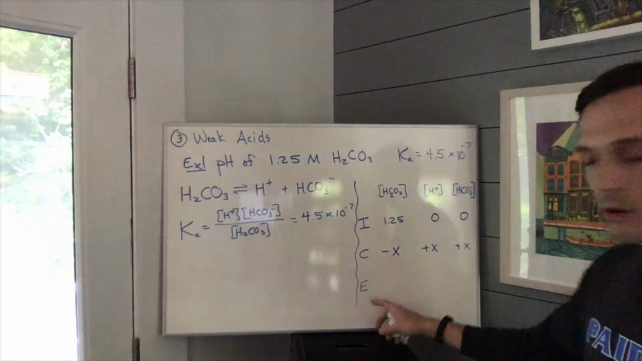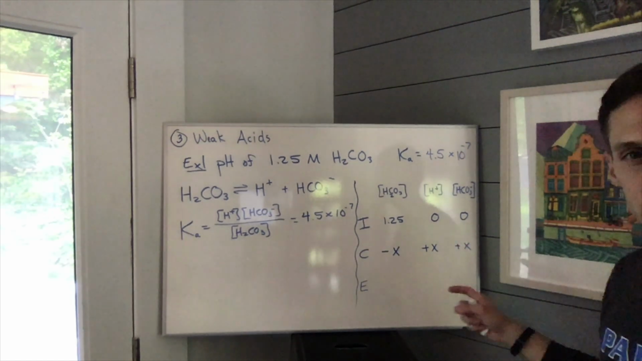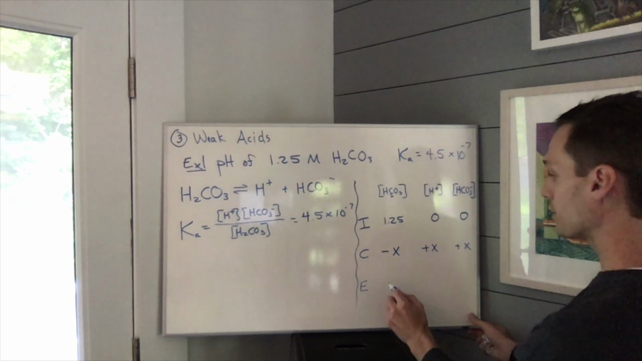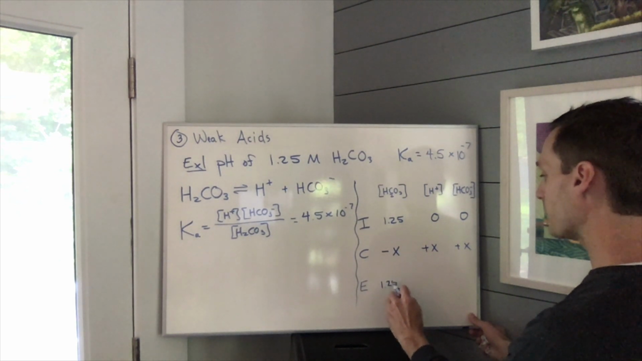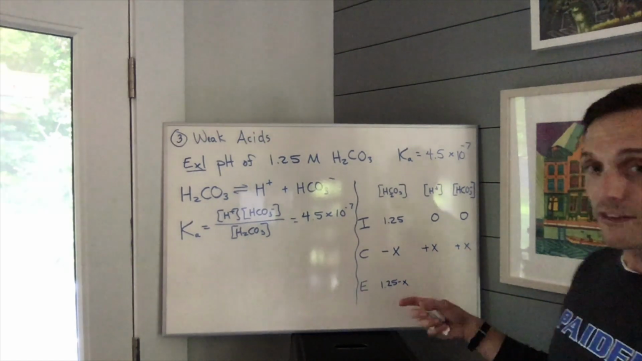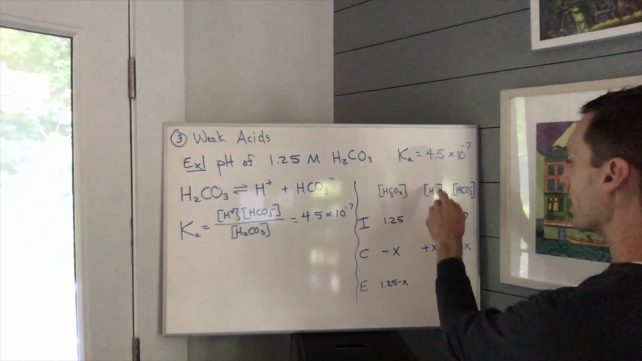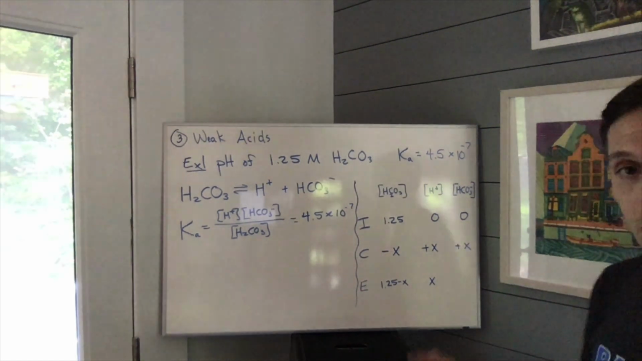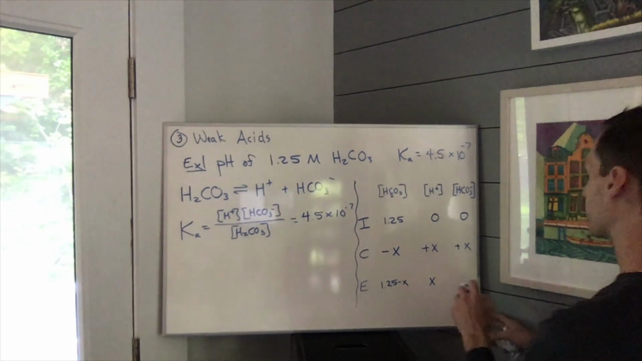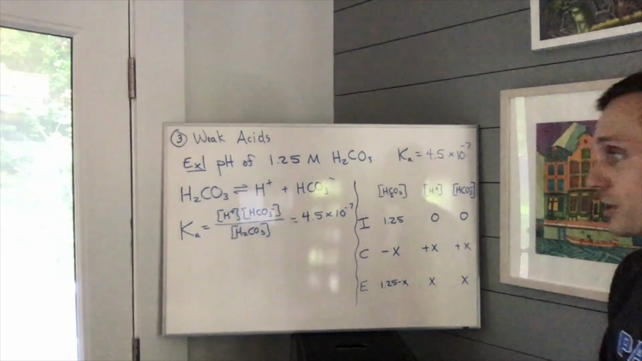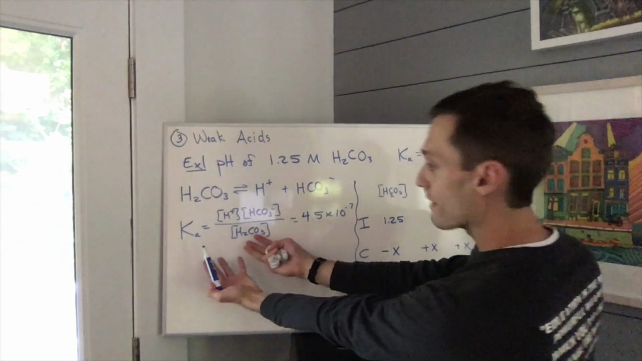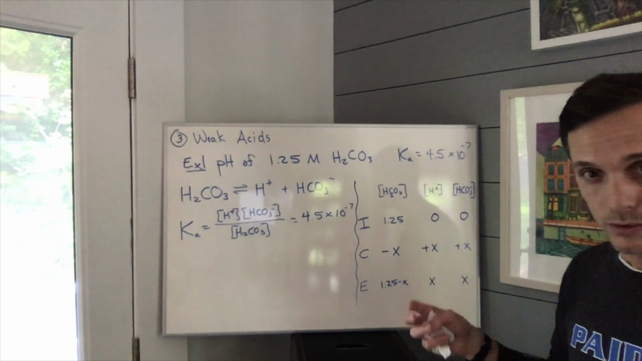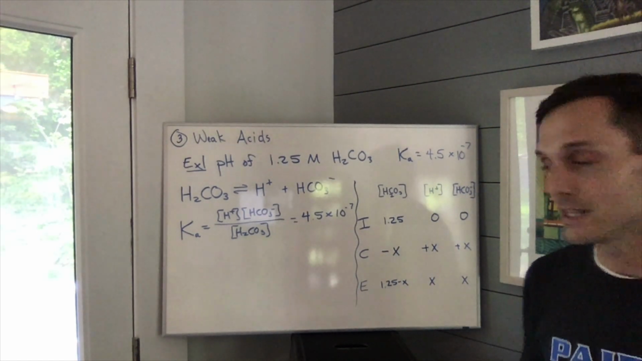The equilibrium row is basically just adding up the first two rows in each column. So at equilibrium, our H2CO3 will be 1.25 minus X, minus whatever amount of acid we lose. At equilibrium, the H plus ions will be just X, because that's how much H plus we gained during this process, and that will be the same for HCO3 minus. So we have our Ka equation, we know what it equals, and now we can plug in these values because this is what it would be at equilibrium.